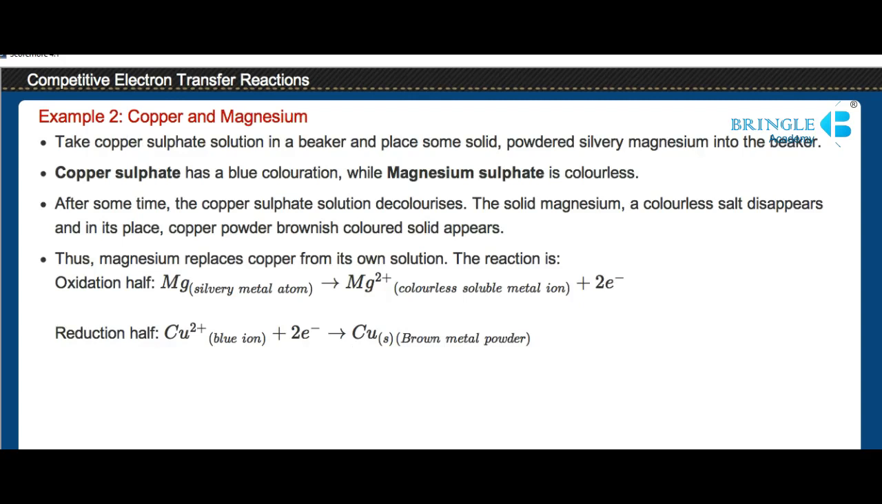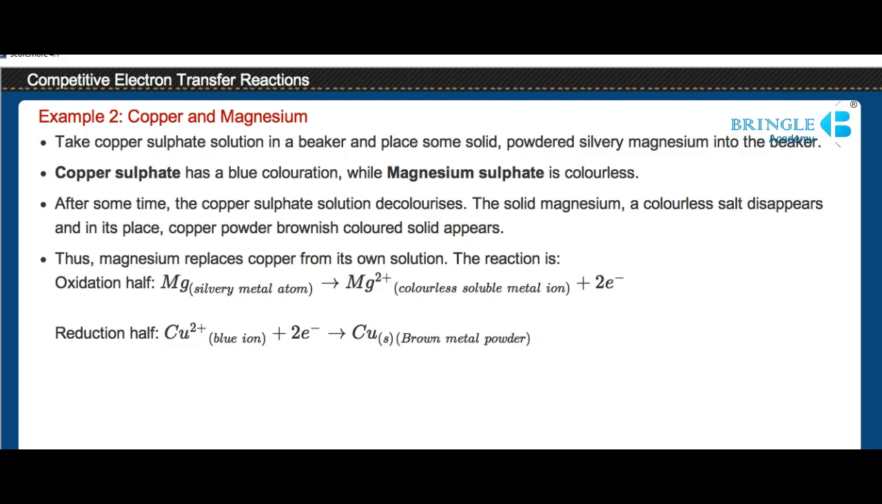A second example can be shown with the help of magnesium and copper sulfate solution. On placing solid magnesium, a silver-colored solid, in the beaker containing blue-colored copper sulfate solution, magnesium replaces copper. This is seen by the change in the color of the solution from blue to colorless and the change in the color of the solid from silvery white to brown.